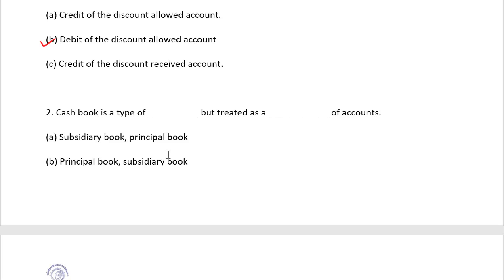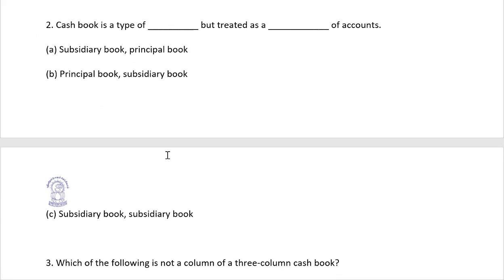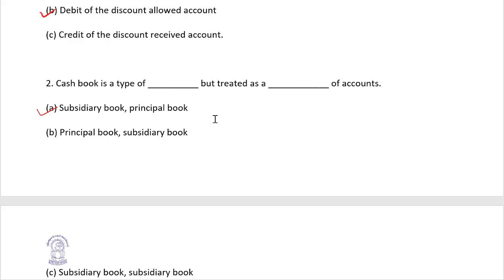Let's try question number 2. Cash book is a type of dash but treated as a dash of accounts. So cash book is a type of subsidiary book treated as a principal book. Cash book is a principal book treated as subsidiary book. Is a subsidiary book treated as subsidiary book. All of you know that cash book is a subsidiary book and it is treated as a principal book.